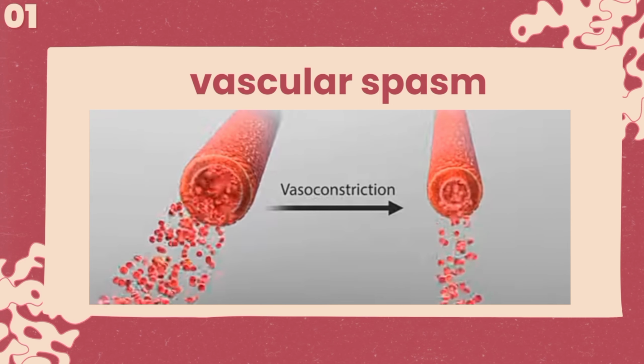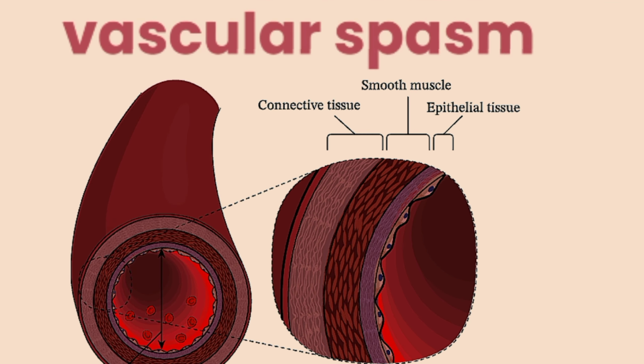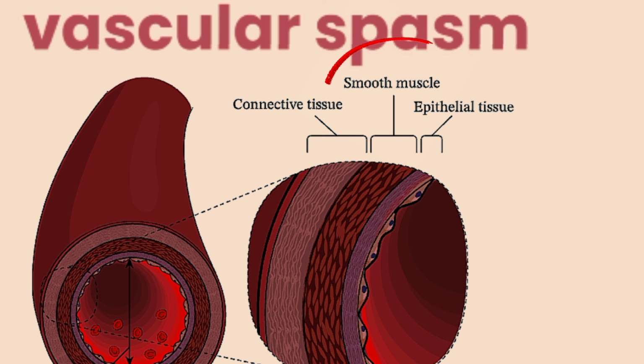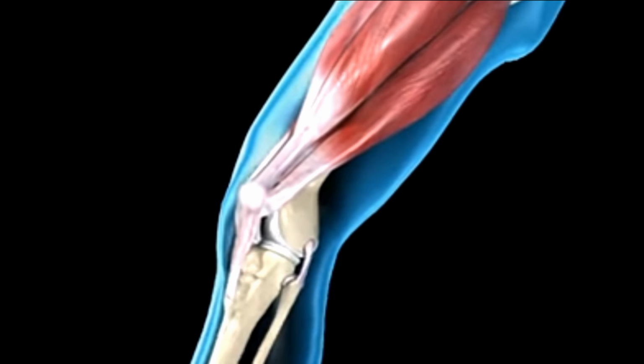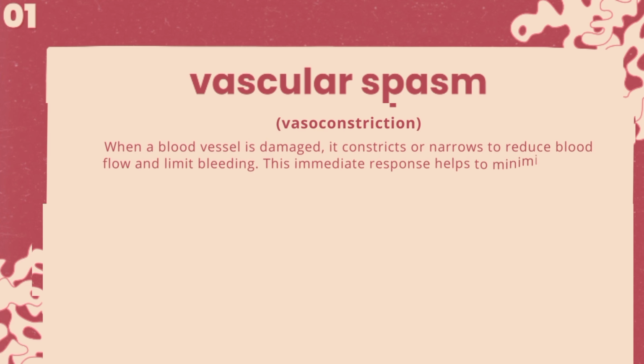If we look at the structure of the walls of our blood vessels, we see that the middle layer contains smooth muscles. Now, anytime you see muscles, you can know that contraction can happen. In this case, in response to the damage of the blood vessels, the smooth muscle layer will actually start contracting. This is called vascular spasm.